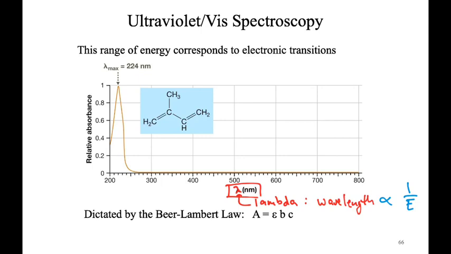Okay. So if I'm looking at this, I'm seeing a peak, lambda max. Lambda max is where did that molecule absorb the most light? Right? Or said another way, where did it absorb the most energy? It absorbed the most energy at a wavelength of 224 nanometers. That's where it absorbed most intensely. So what does that mean? That means in this molecule, there is a transition that equates to the energy at 224 nanometers.